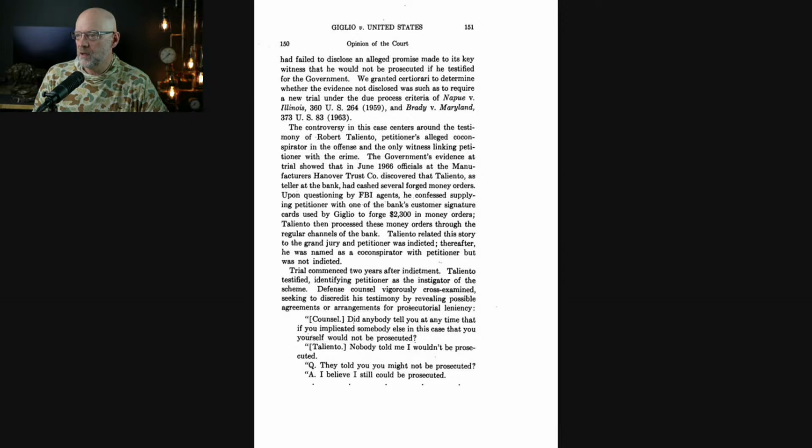Here, the petitioner was convicted of passing forged money orders and sentenced to 5 years. While on appeal, the defense counsel discovered new evidence indicating that the government had failed to disclose an alleged promise made to its key witness that he would not be prosecuted if he testified for the government. We granted certiorari to determine whether the evidence not disclosed was such as to require a new trial under due process criteria, one of them being Brady v. Maryland.